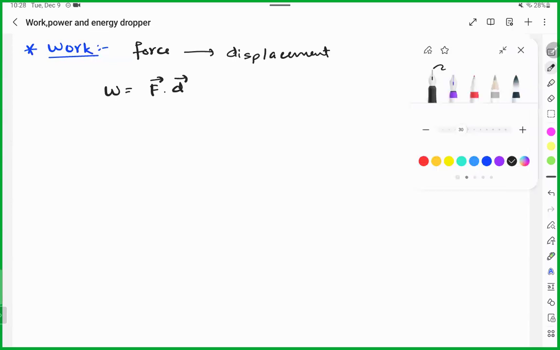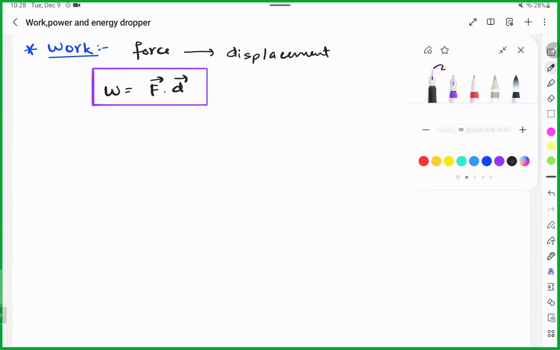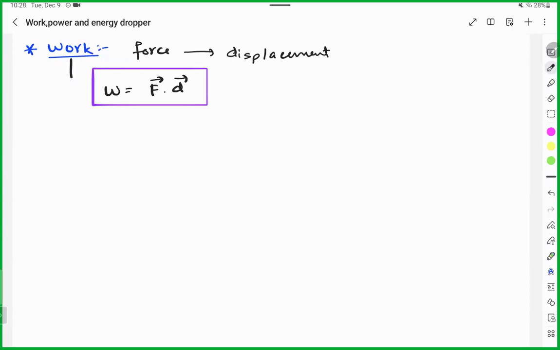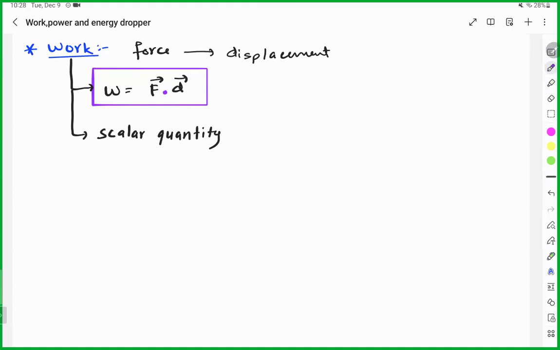Anvita, is work done scalar quantity or vector quantity? Work done is scalar quantity. How do we know? Because I didn't mark any arrow on the W, correct? Because it is a scalar quantity. But it is a product of two vector quantities. And how to identify, guys, based on the formula? If you see dot, then it is a scalar quantity. If you see cross, then vector quantity.